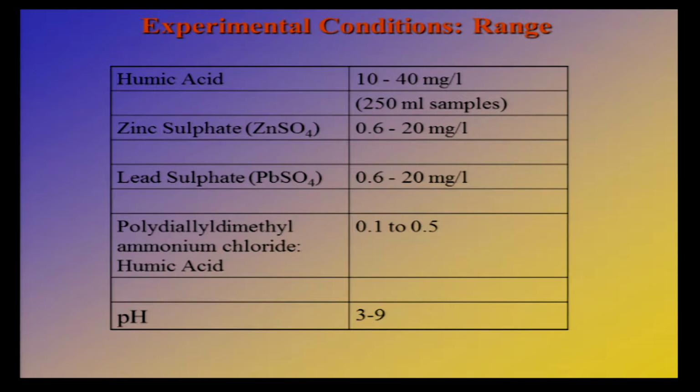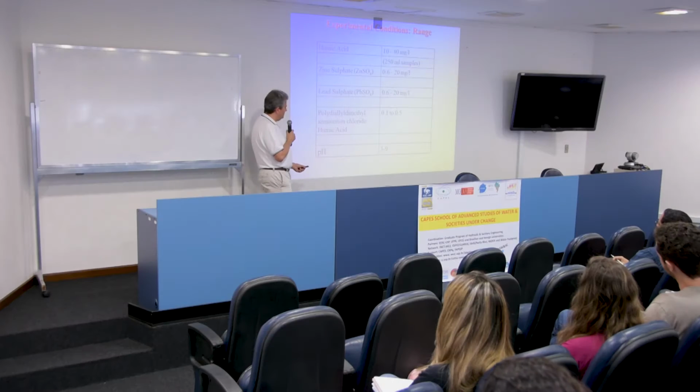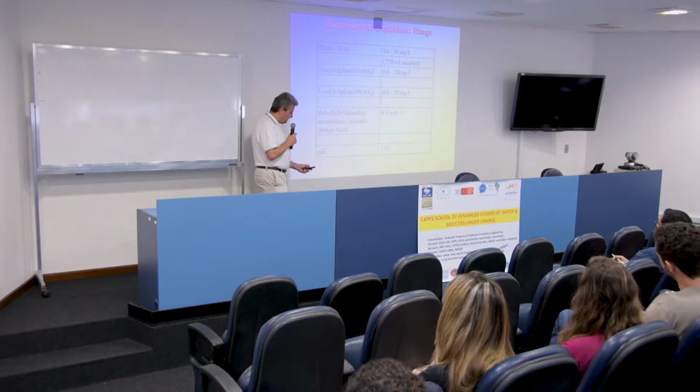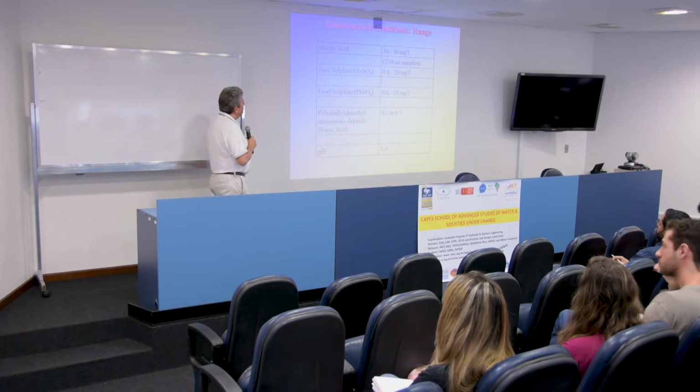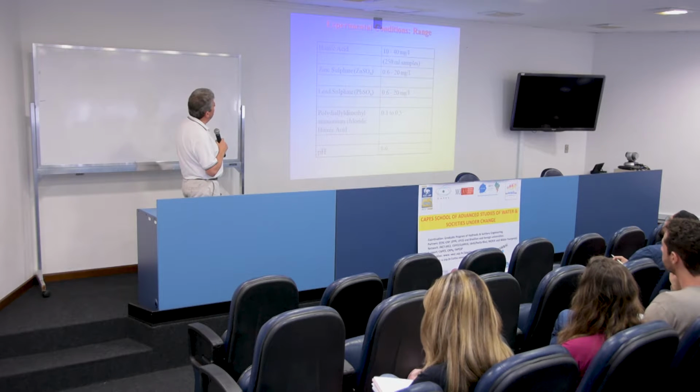This would be a very contaminated value, but we've looked at the full range. The polydiallyl dimethyl ammonium chloride, which is polydadmac, to give it its full name, again, we're using industry values from 0.1 to 0.5. That's in the ratio to the humic acid. So the ratio of polydadmac to humic acid in terms of weight was from 1/10 to about 1/2. And then finally the pH, we use natural types of pH which range from 3 to 5. Okay, well those were the experiments. Let's see what happened.